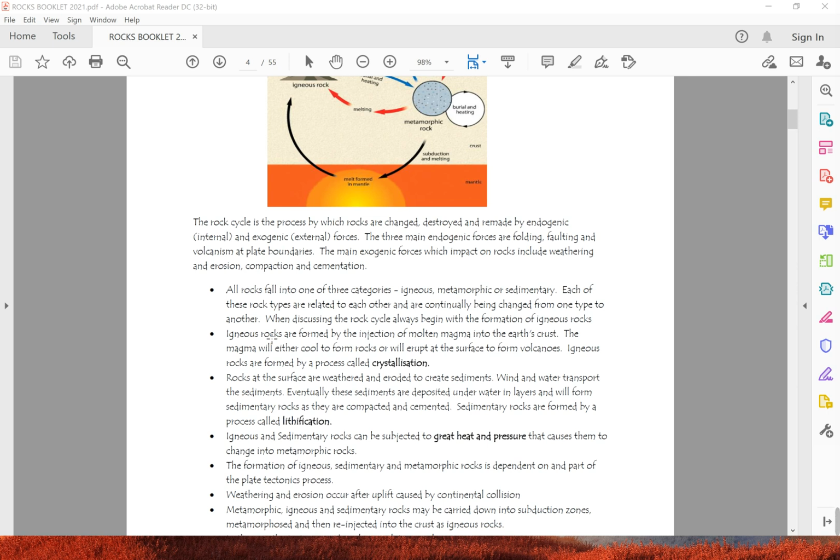Igneous rocks are formed by a process called crystallization, and we will be coming back to that in detail. Rocks at the surface are weathered and eroded to create sediments. Wind and water will transport these sediments, and eventually these sediments are deposited underwater in layers and will form sedimentary rocks when they become compacted, so squeezed together, and cemented, stuck together. Sedimentary rocks are formed by a process called lithification, and again we will be coming back to that.